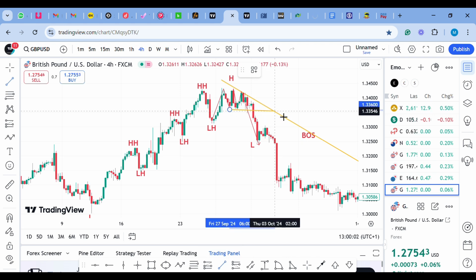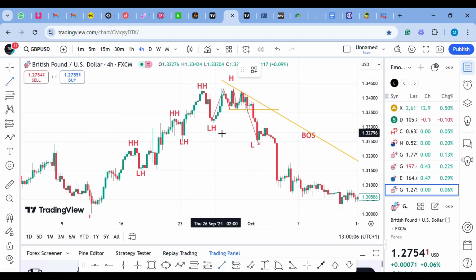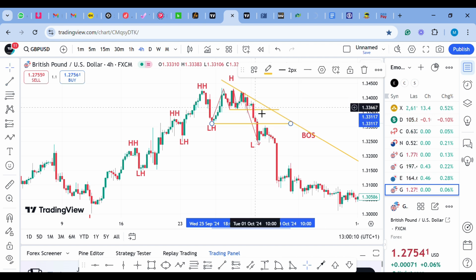You can see the market broke this, and the market broke this. Remember I told you that for me, if the market breaks two lows, then I will know that the market has changed its trend. Some people will want the market to break three lows, and some will want it to break just one low. But for me, I want the market to break two lows. So the market broke this one low and this second one.